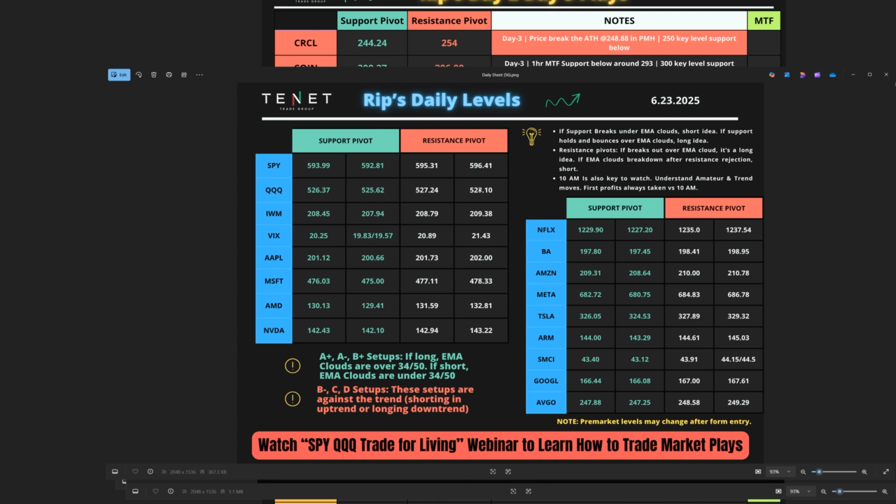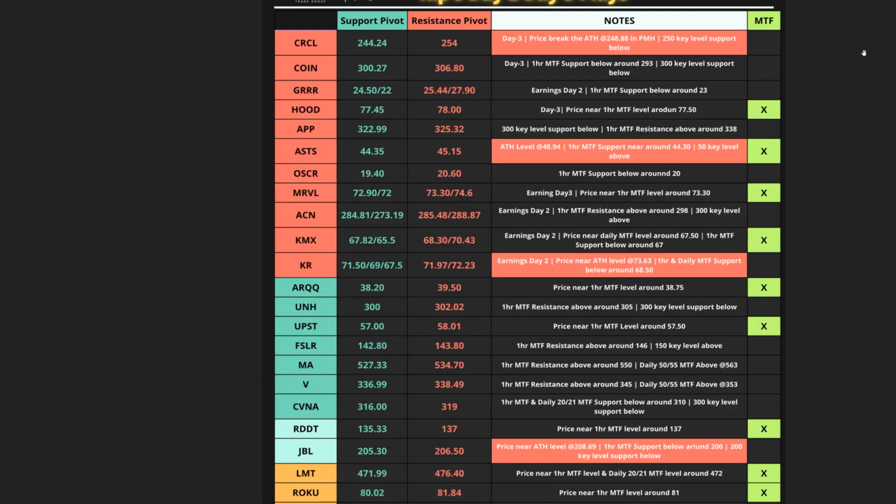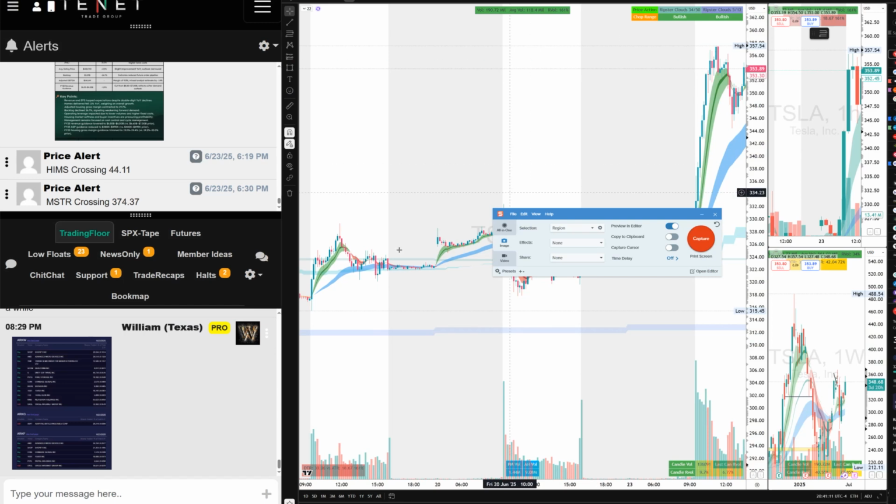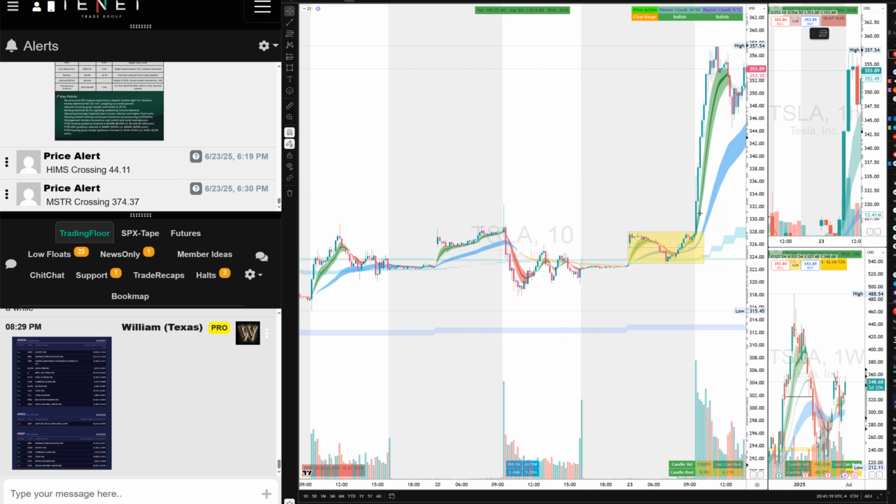We also provide the levels for the ETFs, the Mag 7, the indices. We provide these levels in the pre-market, so traders can use these levels to find an actionable setup. In the community, we have thousands of traders, one of the biggest trading floors, where traders are sharing ideas all day long, helping each other to find opportunities in the market, keeping our losers small, our winners big.